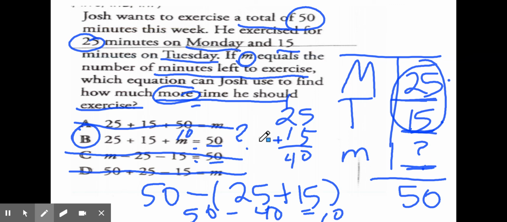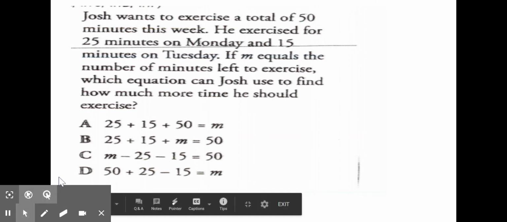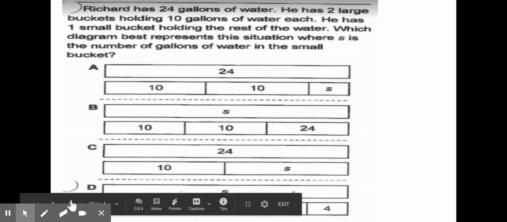So just remember, there's always more than one way to solve a problem. So if you were thinking I need to add these up and then subtract it from 50, you are correct, but they didn't have that as a choice. So remember, with math, there's always more than one way to solve a problem. That's what makes it kind of difficult sometimes when you're trying to pick out which one is correct.